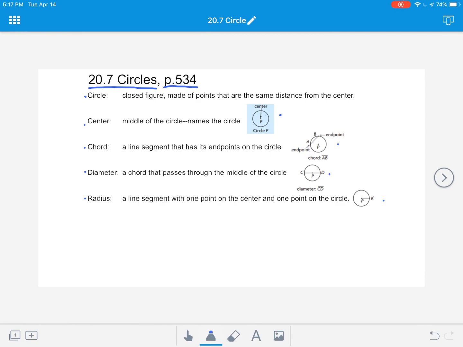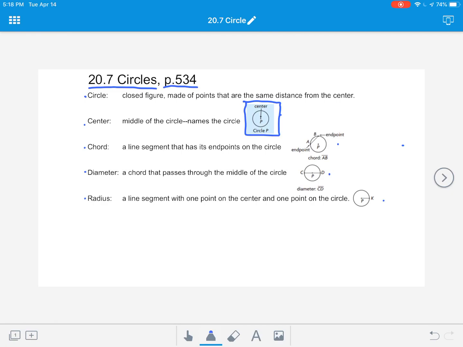So this little blue square right here is a good example of that. This is called circle P because that's the name of the point in the center. So a circle is named by the middle point. That's the center. And all of the points along the edge of the circle are all the same distance from that middle point there. That's what makes it a circle. A center is the middle of the circle, and it's the name for the circle. So that's how you'll know how to refer to the figure, is whatever the middle point is.